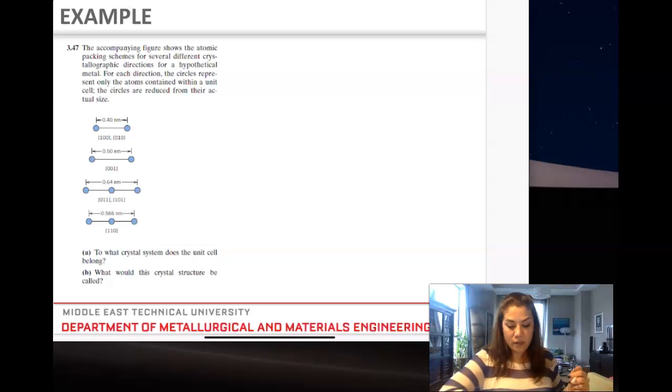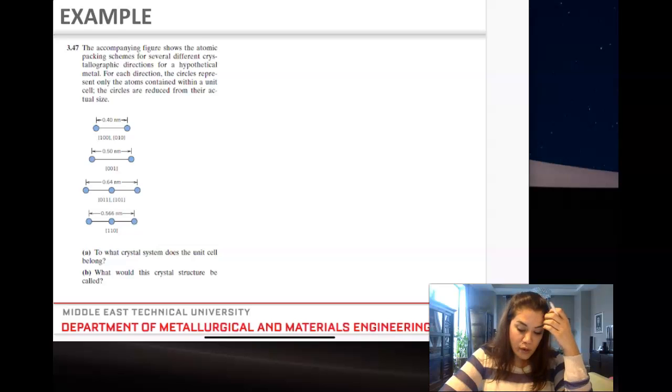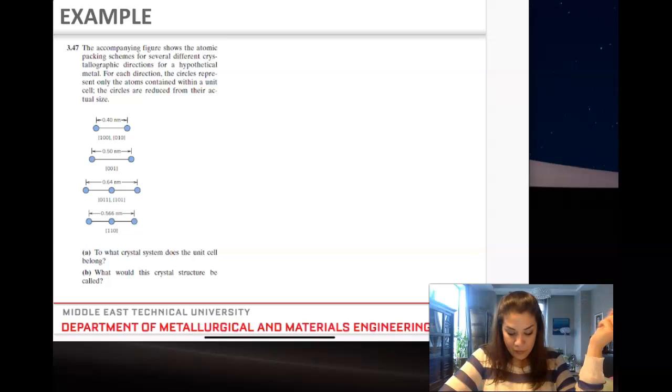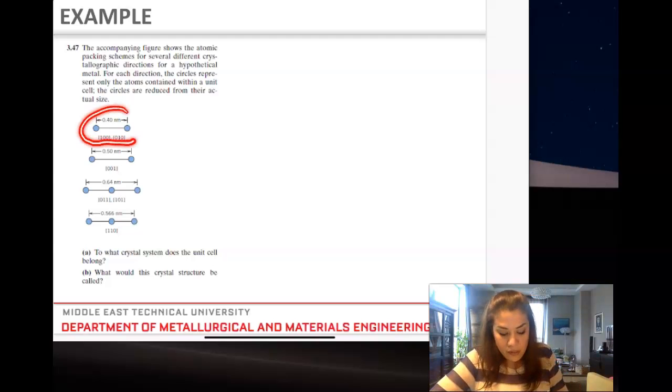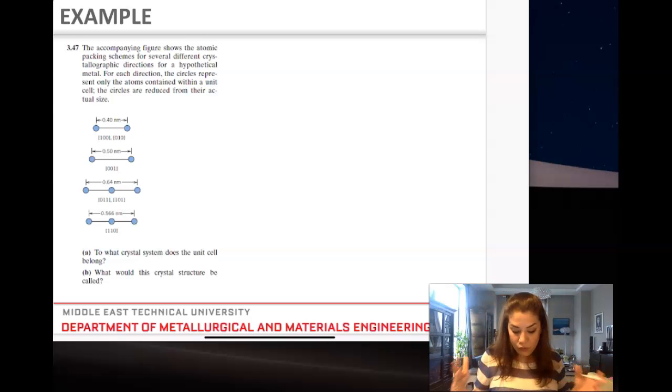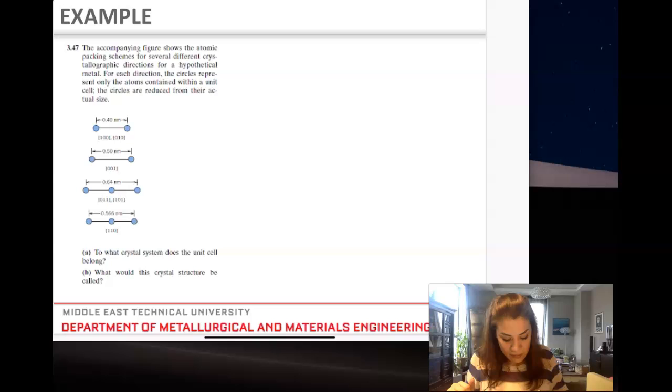Let's find one final example. This is from your book. The accompanying figure shows the atomic packing scheme for several different crystallographic directions for a hypothetical metal. For each direction, the circles represent only the atoms contained within a unit cell. The circles are reduced from their actual size. I am given certain atomic separations, centers, at certain directions, and they want me to construct a cell and name the cell. To what crystal system does the unit cell belong? What would this crystal structure be?